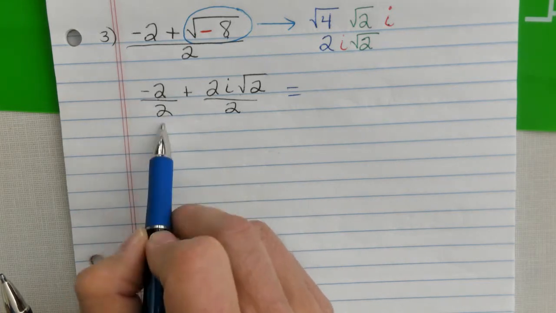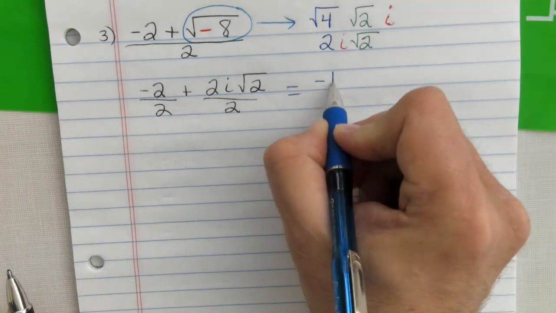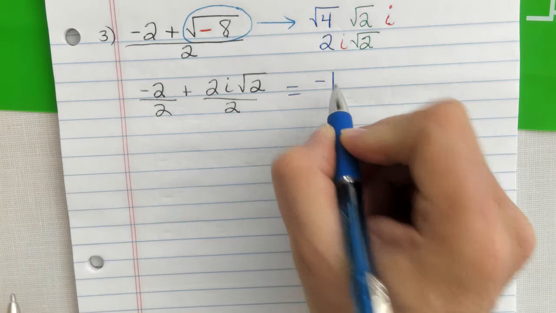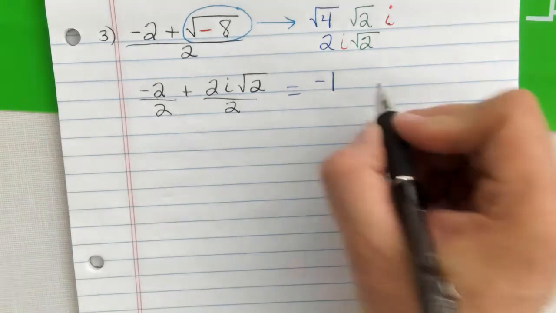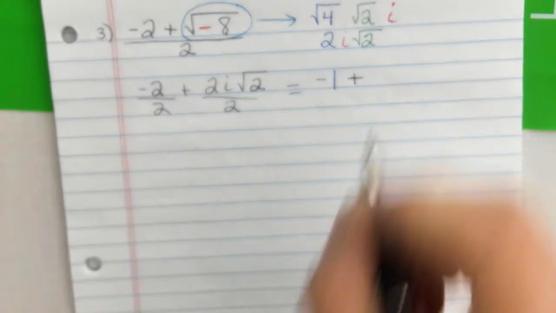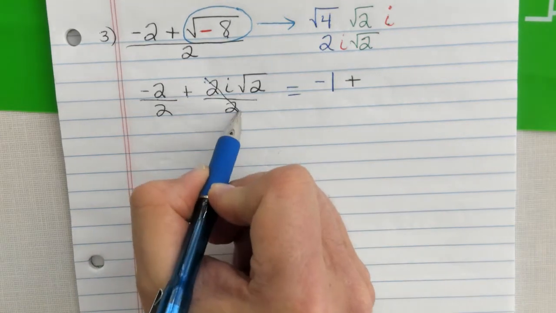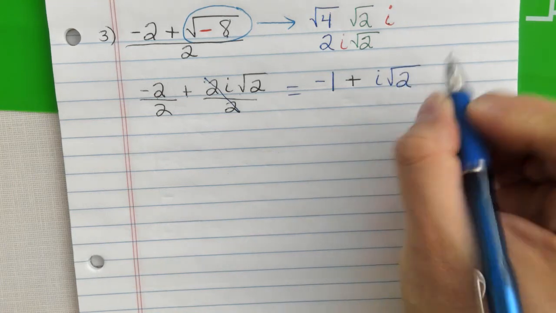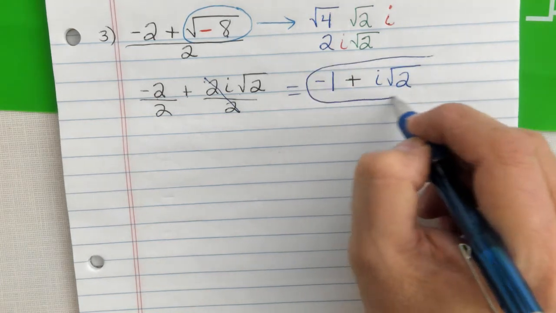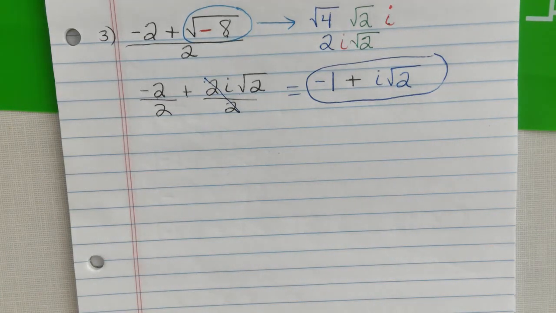Negative 2 over 2, how would I write that first fraction? Would that just be a negative 1? Then this black plus I'm about to write is this one right here, plus, what am I about to write here? Okay, cancel the 2's, and we have I square root of 2. So negative 1 plus I square root of 2. And that's what I'll type in.